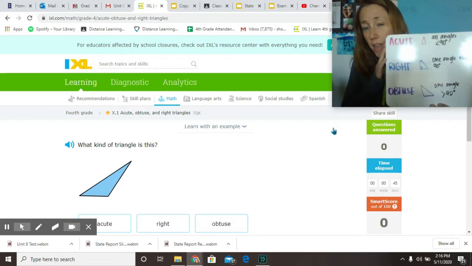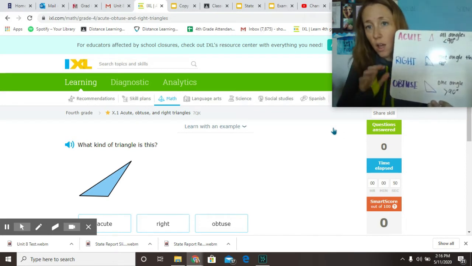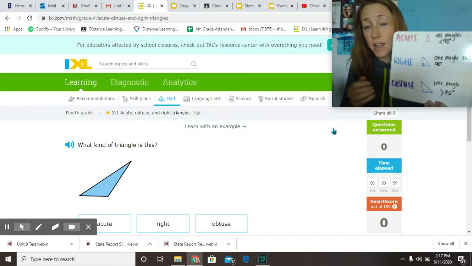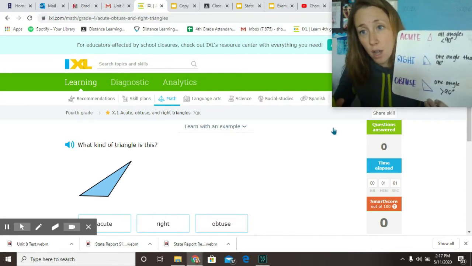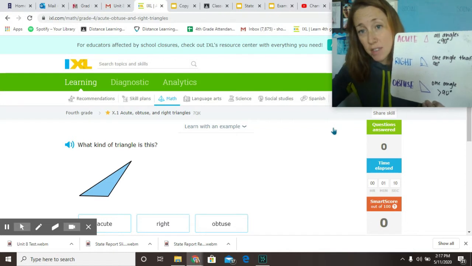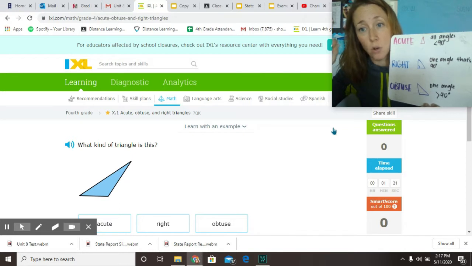So if it's acute, all the angles are less than 90. If it's right, you have one angle that is 90. And if it's obtuse, you have one angle that is greater than 90. The reason you can only have one angle that's 90 or greater than 90 is because the most all the angles of a triangle can add up to is 180 degrees. So if you have two 90 degrees, that's already 180, and you don't have a third angle. So you can have only one right angle or one obtuse angle, and that triangle is right or obtuse.